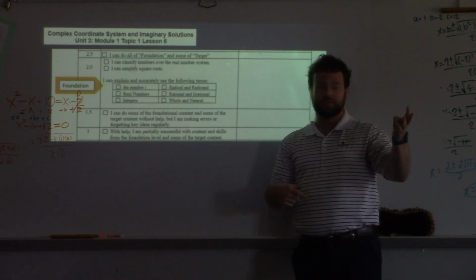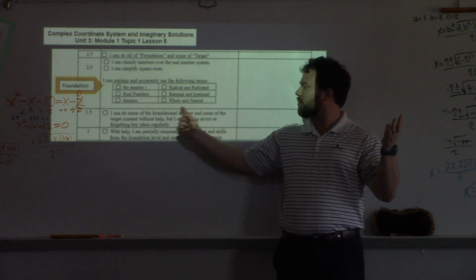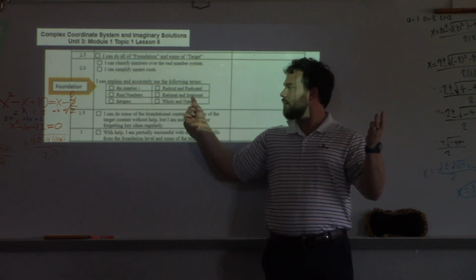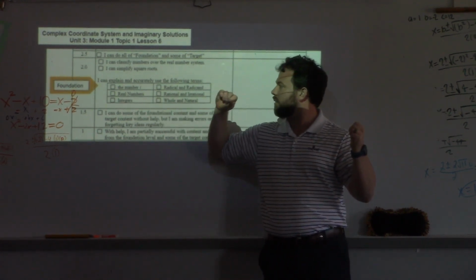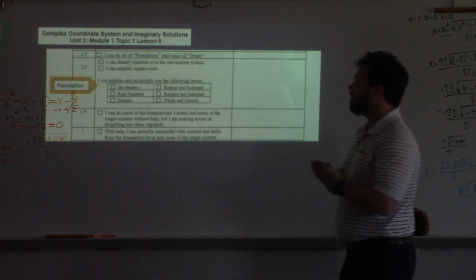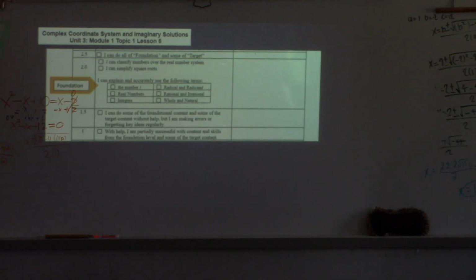So integers, so whole, natural, integers, rational and irrational, and real numbers. Those aren't numbers, those are operations, or the symbols. Okay? And we're going to be getting into that number i. Okay?